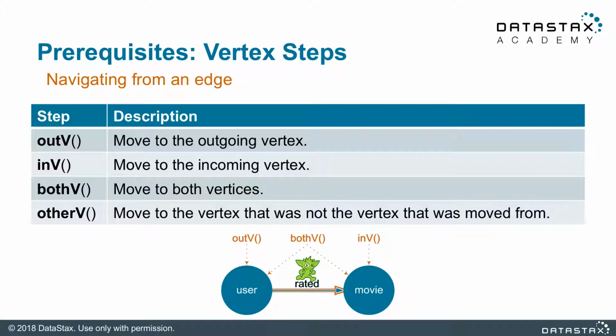Finally, the otherV step is a bit unique here. It implies that the traverser has some state. otherV will move the traverser to the vertex that was not the vertex that the traverser moved to the edge from. For example, if we move to the edge from the movie, otherV will send us to the user. And if we came from the user, otherV will direct us to the movie.